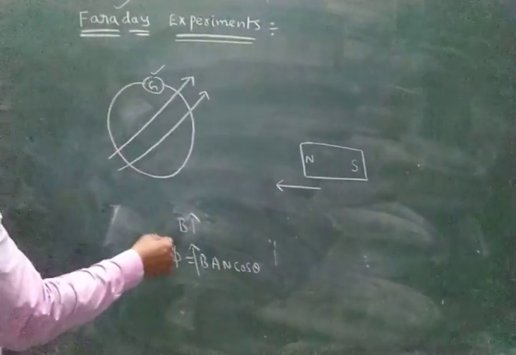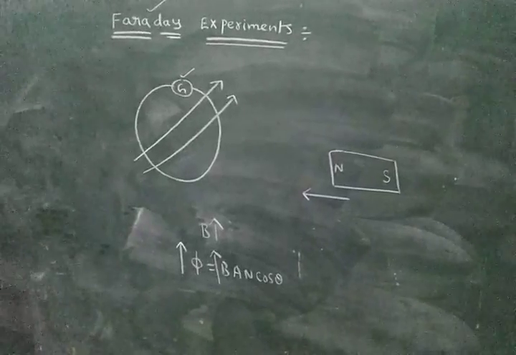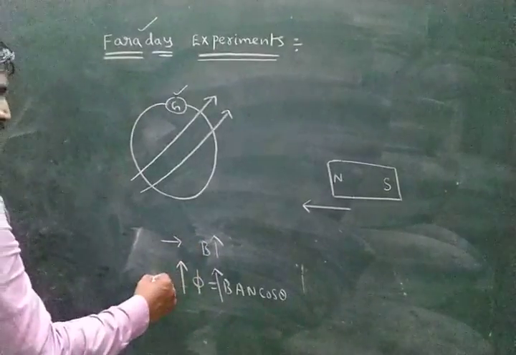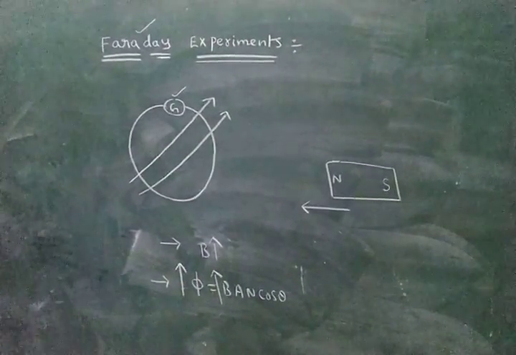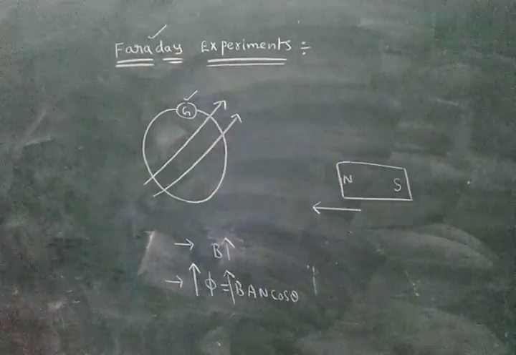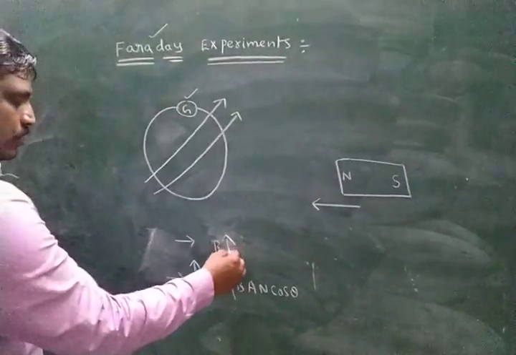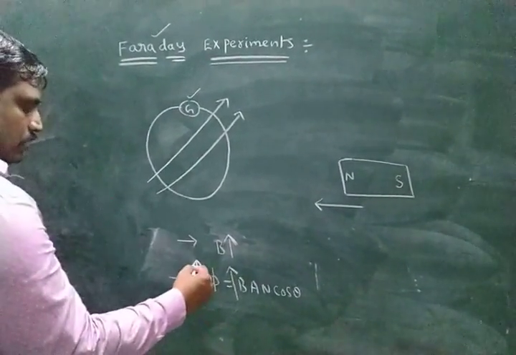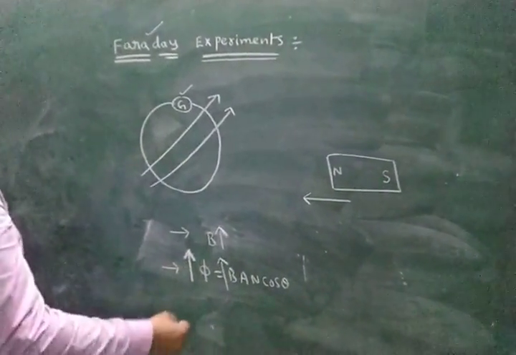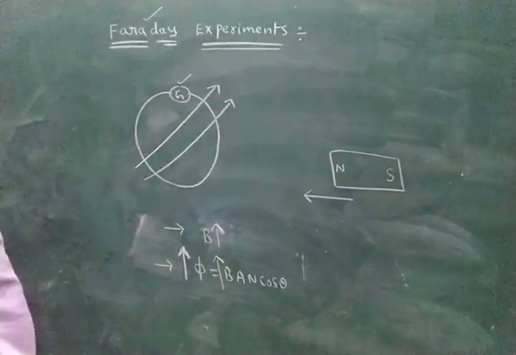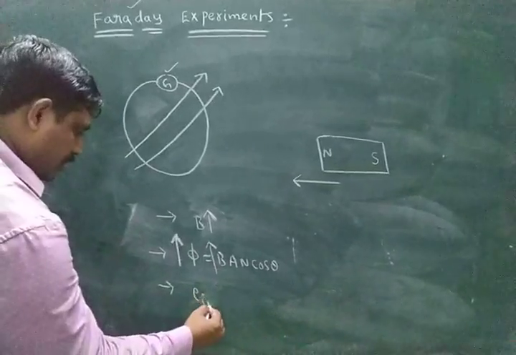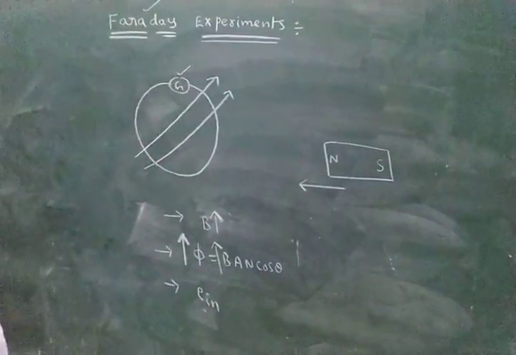Here B increases, flux also increases. In the situation, B increases, flux also increases. Here flux changes, so the galvanometer shows deflection. Galvanometer deflection means a potential difference develops.